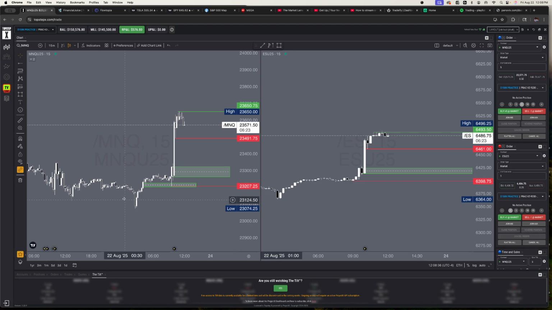So you could put that low to there, and then you would see, okay, where's that candle on ES? Right here. The opening candle is up here. So that's the trade you'd want to use to take advantage of.